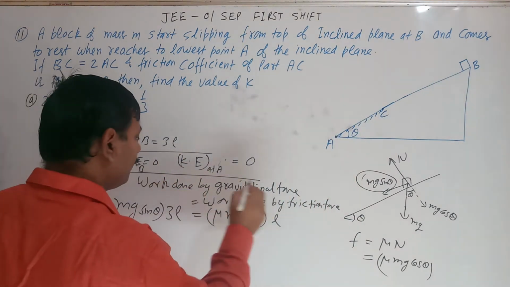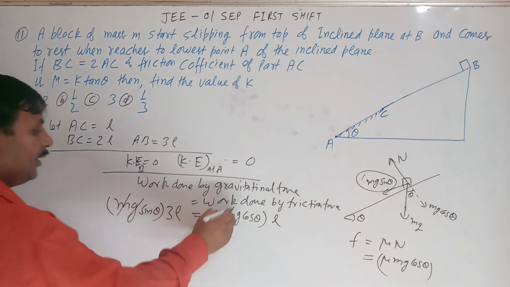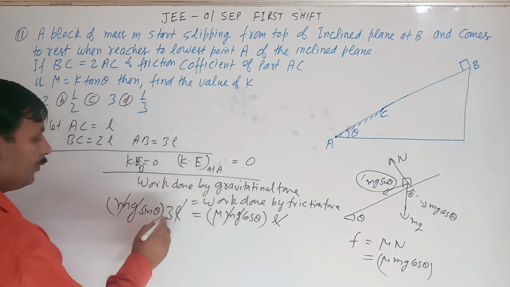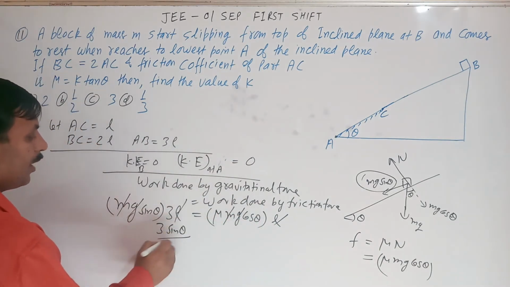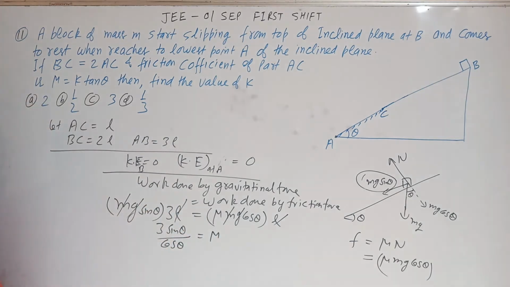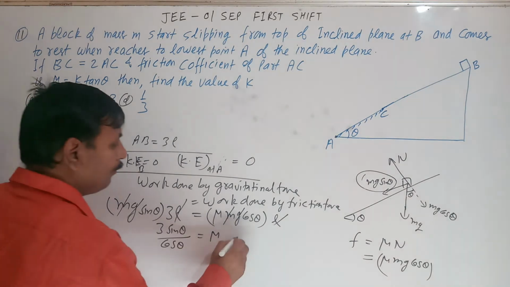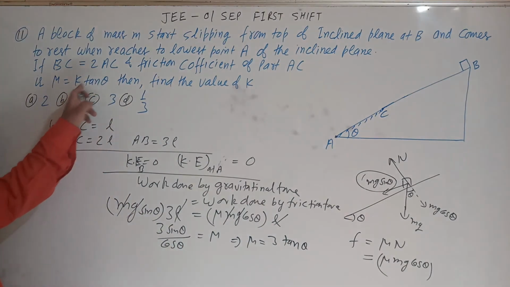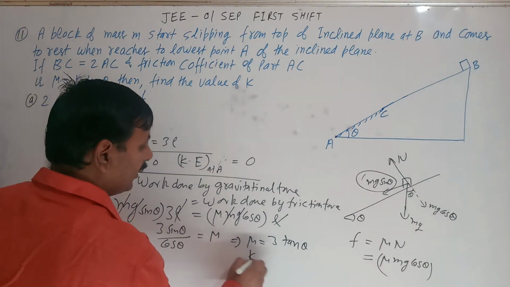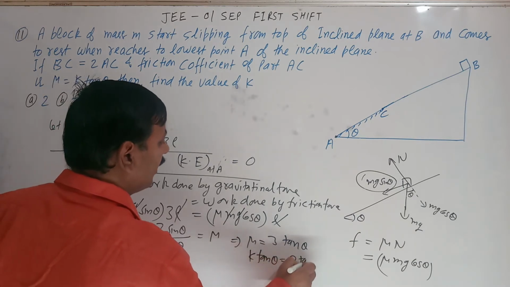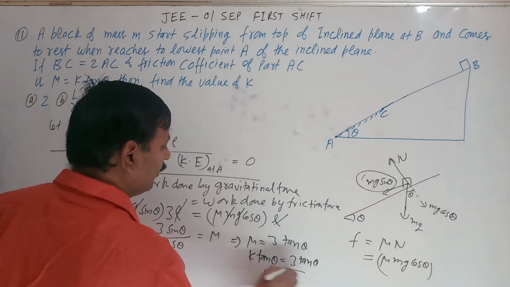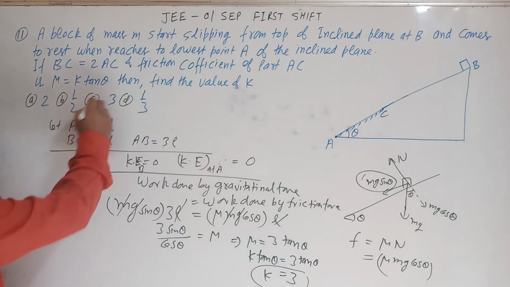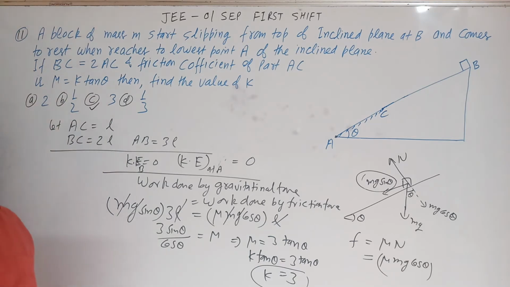AC is L. If you simplify here, the mg cancel, L cancel. What happened? Mu is equal to 3 sin theta upon cos theta, so mu is equal to 3 tan theta. They have given mu is equal to k tan theta. So k tan theta is equal to 3 tan theta, or we can say k is equal to 3. So which option is correct? Here we can say C option will be the correct one.